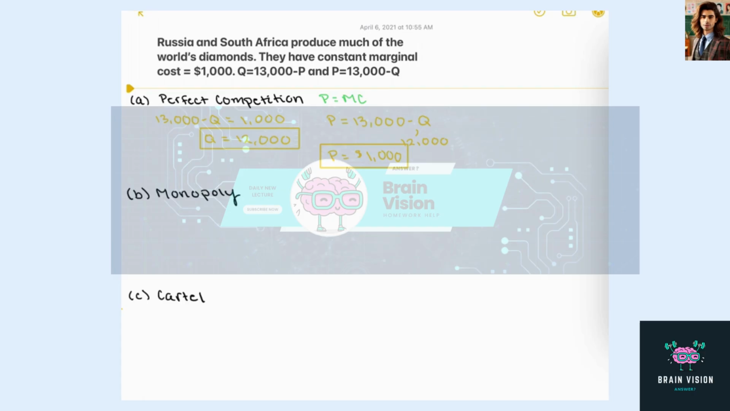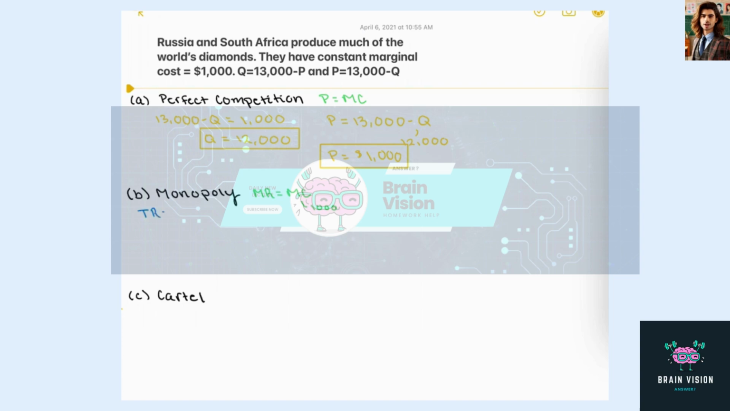Now let's consider we're working with a monopoly. We have only one seller. And the only thing that's really changing is this profit maximizing condition. And the profit maximizing condition for monopoly is that marginal revenue is equal to marginal cost. So working under this, what we already know is that marginal cost is staying constant at 1,000, but we need to find marginal revenue. And to find marginal revenue, what we first need to do is find total revenue.